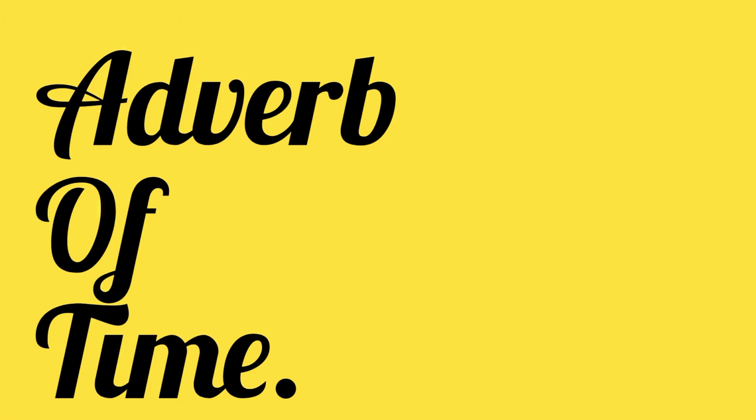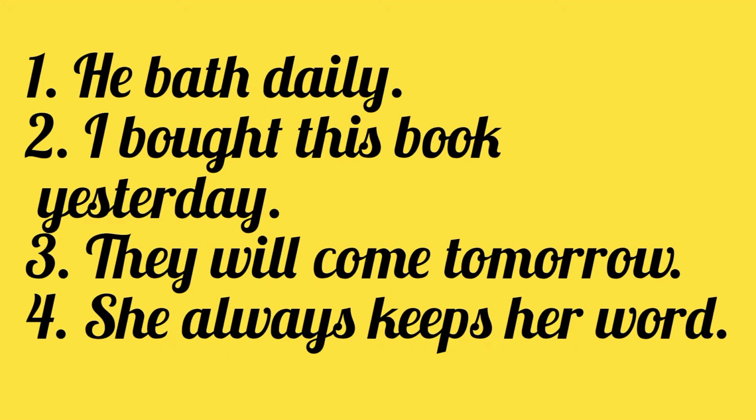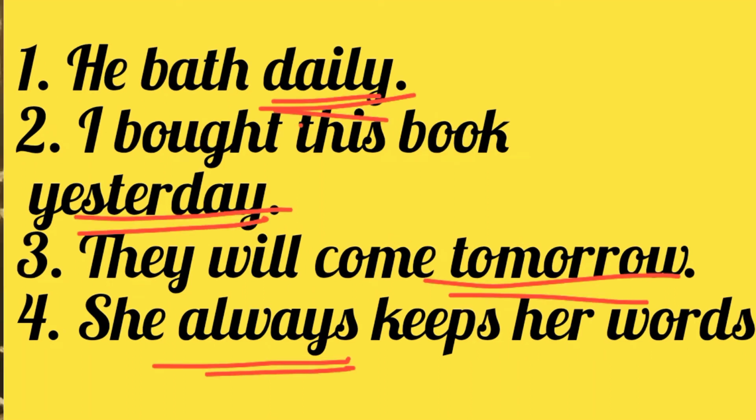What can you see here? You can see the adverb of time that I told you just before, right? The adverb of time: he bathes daily, I bought this book yesterday, they will come tomorrow, and he always keeps his word, right? Just look at the underlined words.